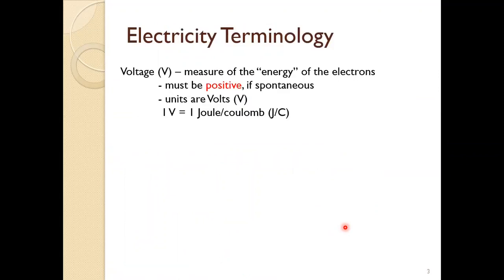As we get into electricity and electrochemical terminology, voltage is probably the most important of the terms for our purposes. It's a measure of how much energy these electrons have. In order to be a spontaneous reaction, the voltage, this potential, must be positive. The units are volts, and a volt is 1 joule per coulomb. Joule is the SI unit for energy, and coulomb is the SI unit for charge. So this is essentially a measure of how much energy each charge, each electron, has.